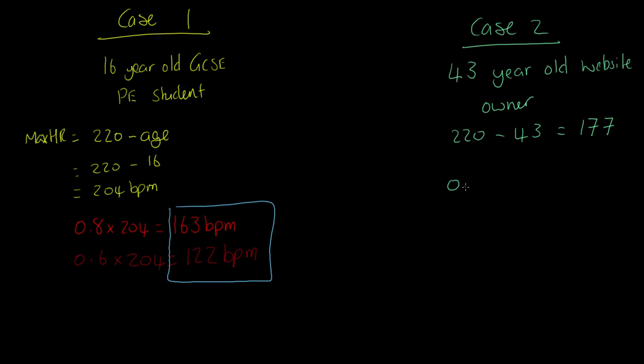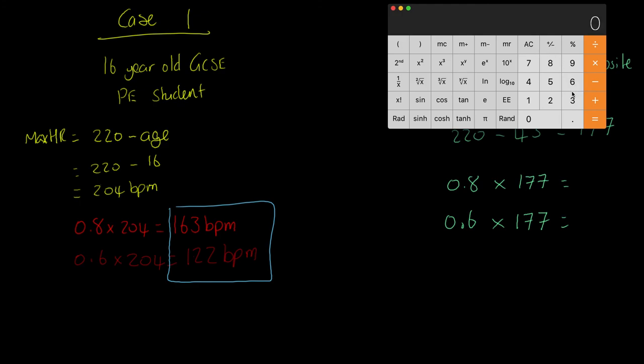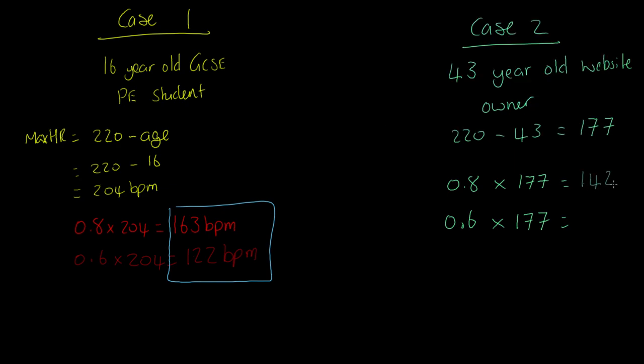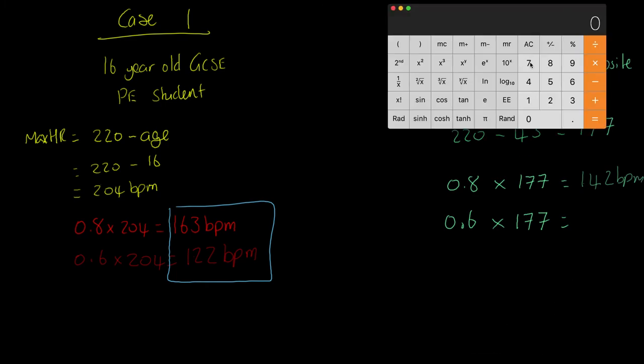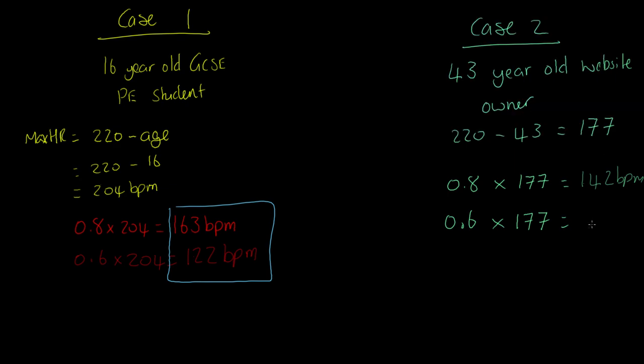Now, again, I want to find the aerobic zone. So I want to do 0.8 times 177, and also 0.6 times 177, and that's going to give us our upper and lower aerobic thresholds. So 177 times 0.8, 80%, gives us 142 rounded. 142 beats per minute is the upper limit. And 177 times 0.6 gives us 106 beats per minute as the lower limit.